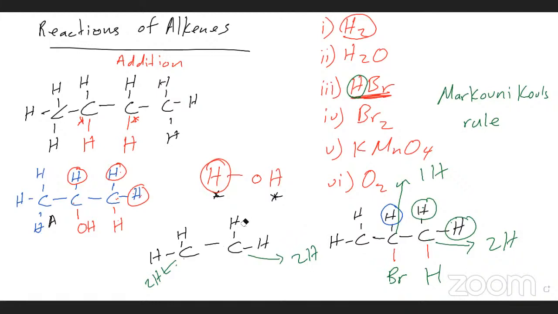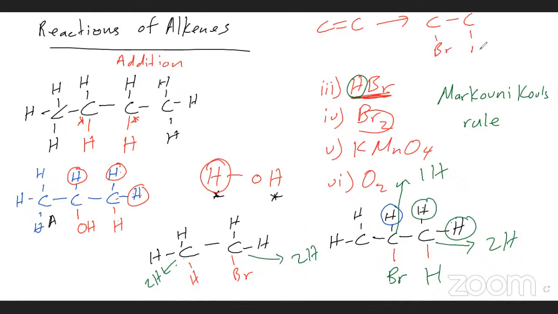You can put the bromine on any one of them, and that's because both of them have the same amount of hydrogens. So the rule only applies when the carbons of the double bond don't have the same amount of hydrogens, right? So that is for HBr. Next is Br2. So you react the alkene with Br2.